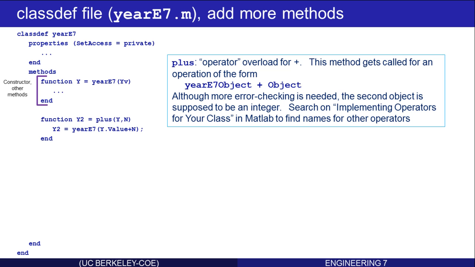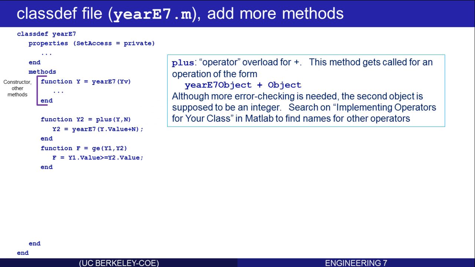Other operators such as subtraction, multiplication, and division, using the minus sign, the star, and the slash, can also be implemented as methods. For years it maybe doesn't make any sense, so I haven't. If you search on implementing operators for your class in Matlab, you'll find the names of the other operators. That table will indicate, for instance, that the plus method is associated with the plus sign.